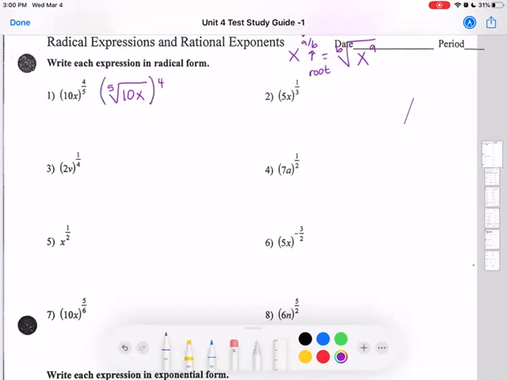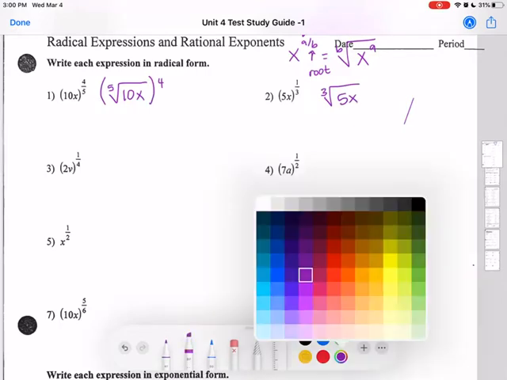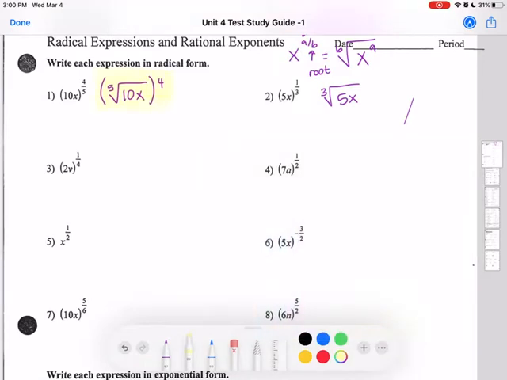The parentheses are important. For this one, I have the 3rd root of 5x. This is just raised to the 1st power, so I don't need to include that in my answer. I'll go ahead and highlight these. That's the solution. All right, 2v to the 1/4 means that we have the 4th root of 2v. It's raised to the 1st power, so once again, I do not need to include that exponent. 7a to the 1/2, that's just the square root of 7a.